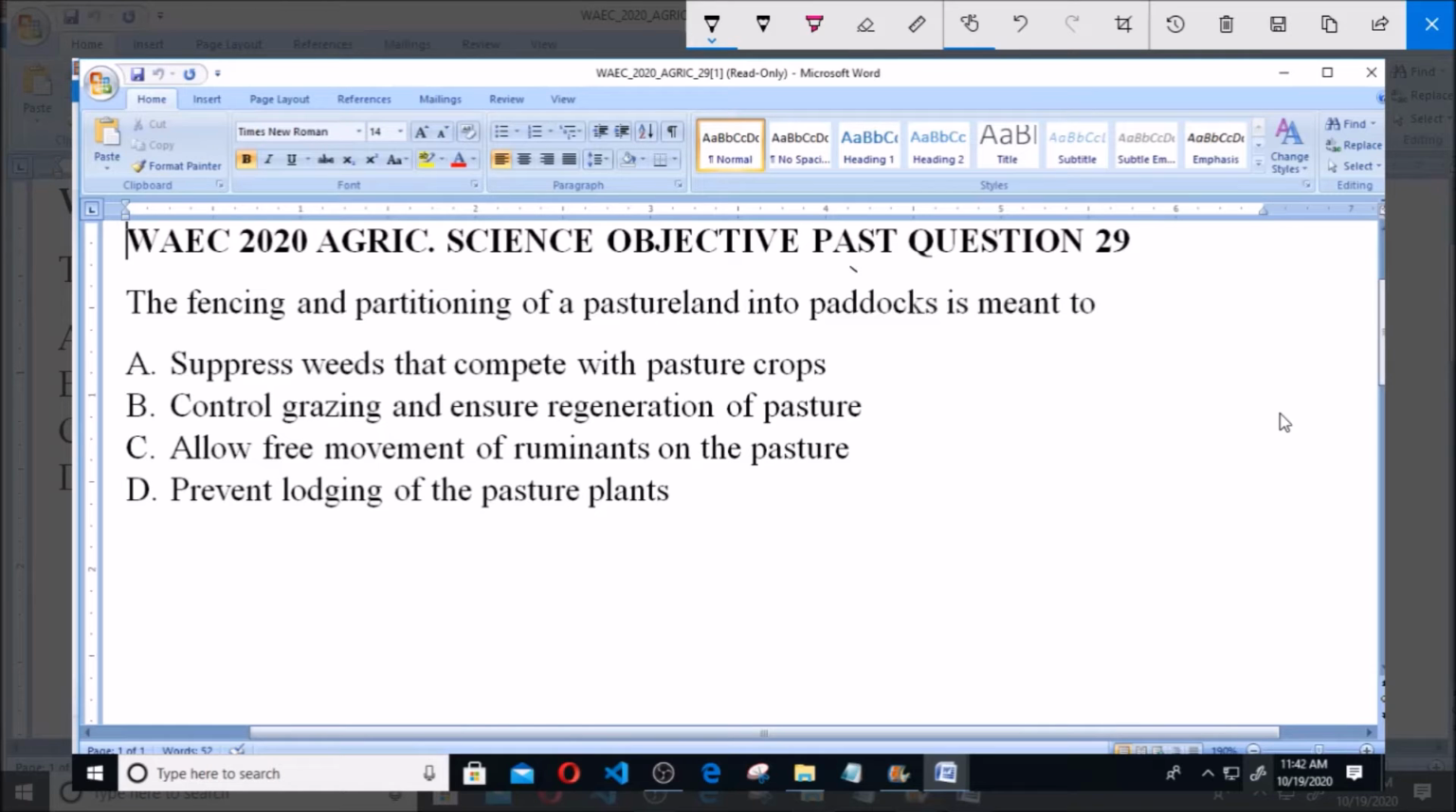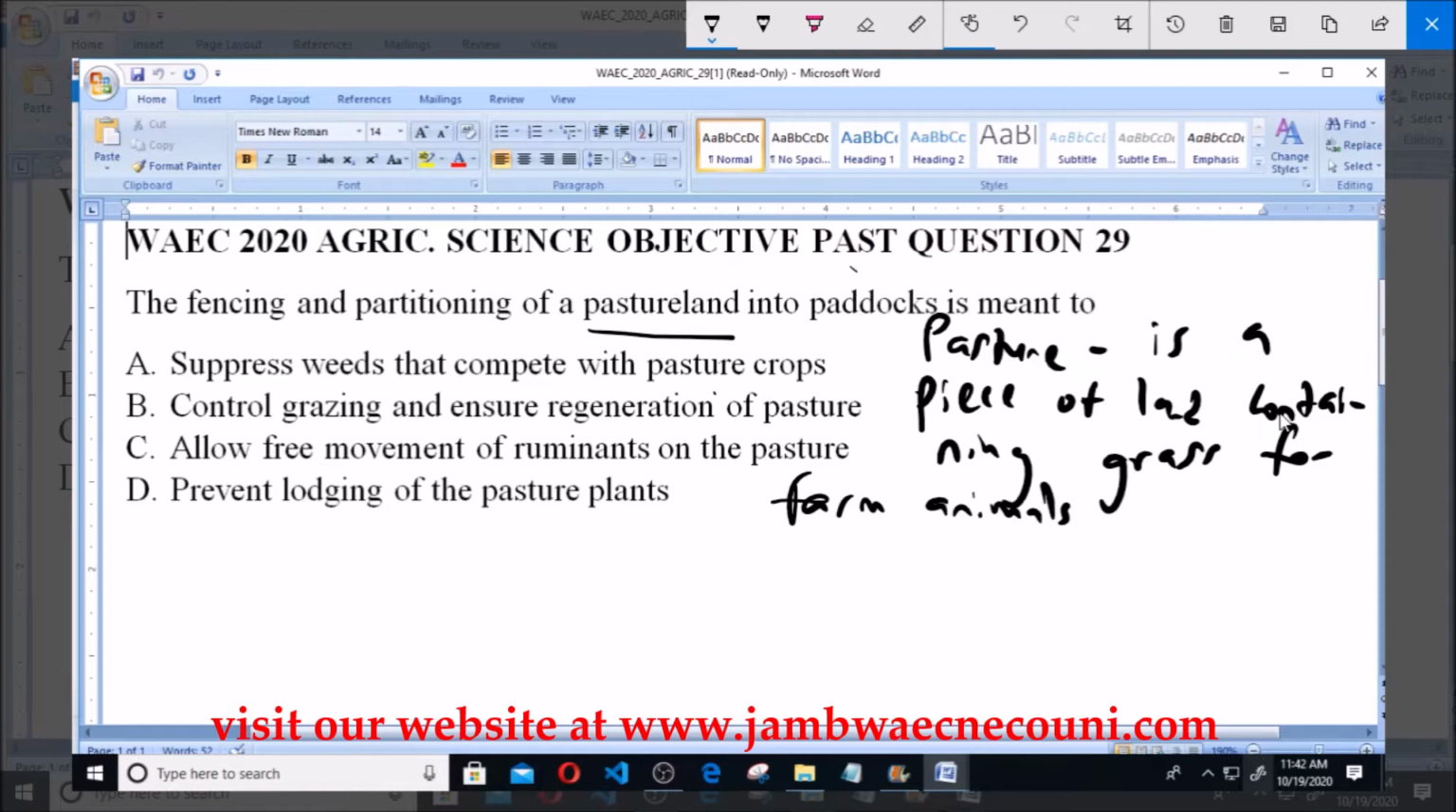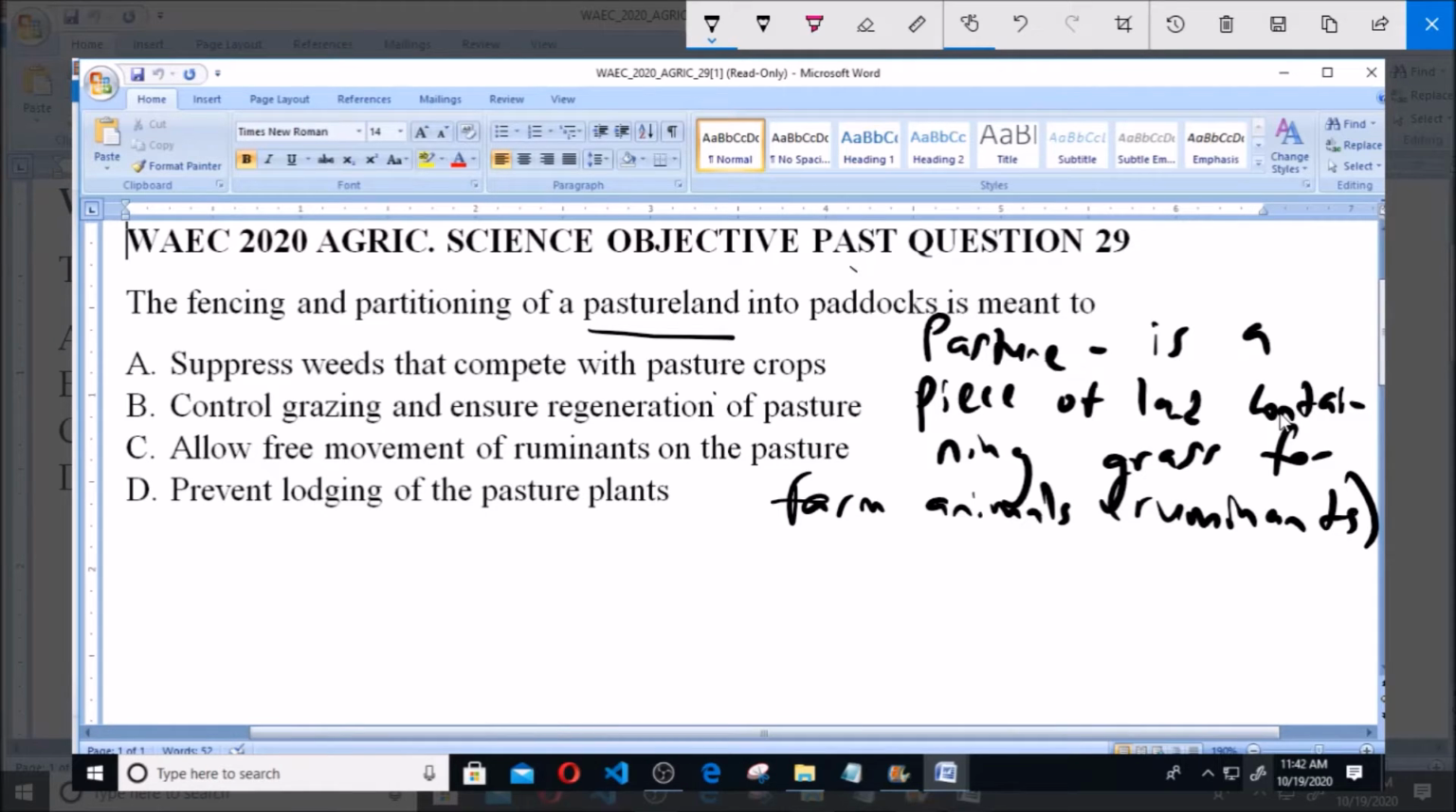So we are looking at some of the practices carried out on a pasture land, and a pasture land, or simply referred to as pasture, is a piece of land containing grass for farm animals, specifically ruminants, animals such as sheep, goats and cattle, to eat as it grows. So it's a piece of land where grasses are grown specifically for the purpose of feeding ruminant animals.